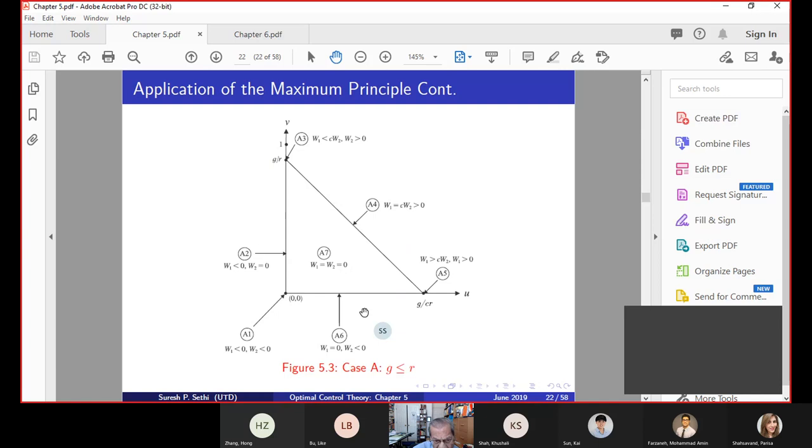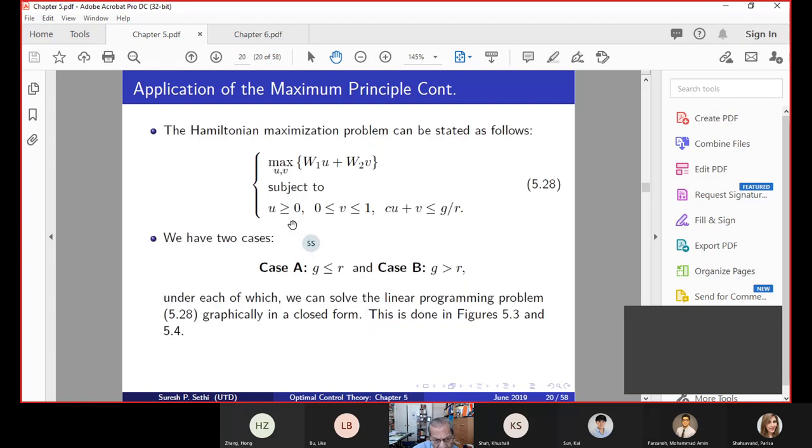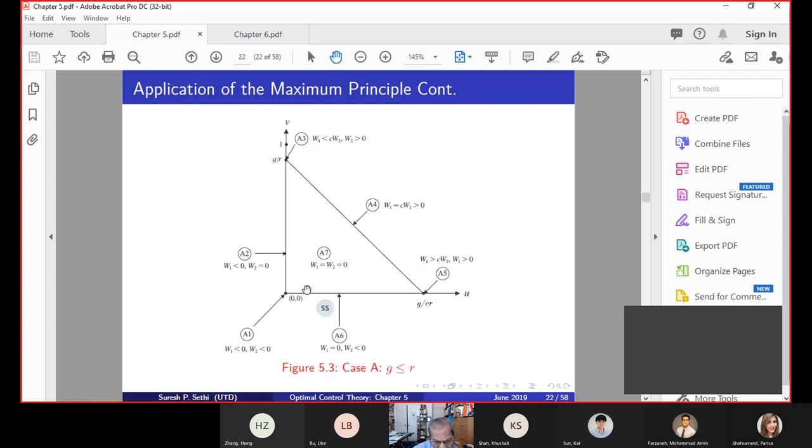When G is less than R, we have a constraint U bigger than zero, which means we are somewhere here. Okay, U is bigger than zero. And V is bigger than zero. So V is bigger than zero on this line, U is bigger than zero on this line. And so U bigger than zero, V bigger than zero is this whole quadrant. But V is between zero and one, okay? So V can only go from here up to here.